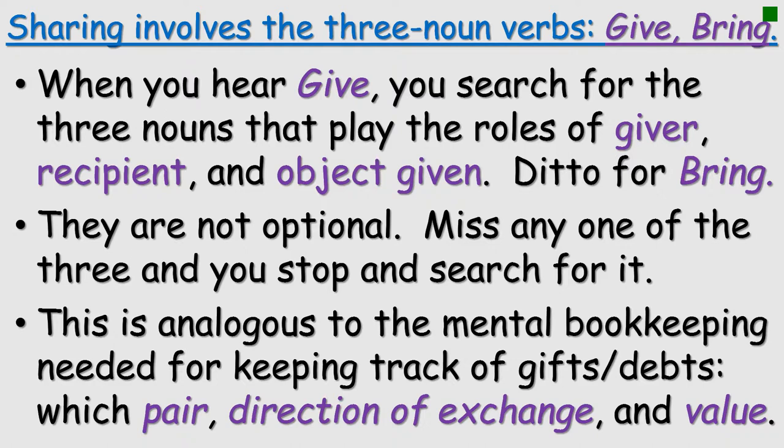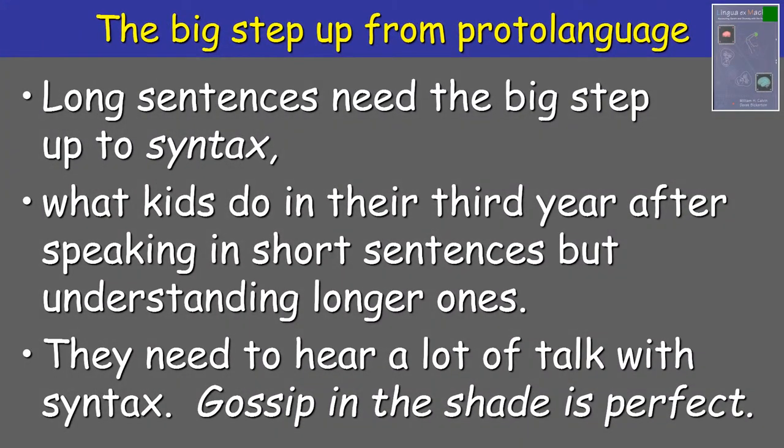This is analogous to the mental bookkeeping needed for keeping track of gifts and debits. Which pair, direction of change, and value. The big step up from proto-language is that long sentences are ambiguous unless you have some way of keeping track of which nouns go with which verbs in the sentence. I think I saw him leave to go home. It has four verbs in it.